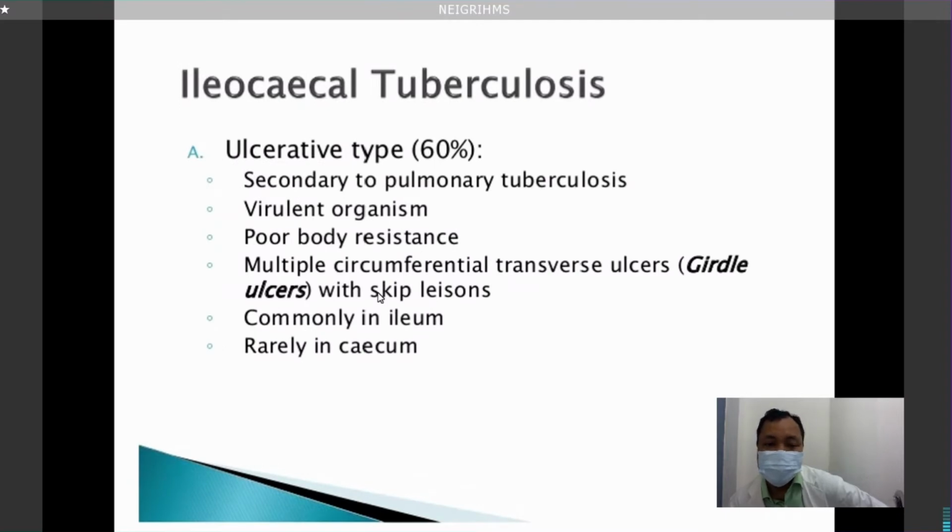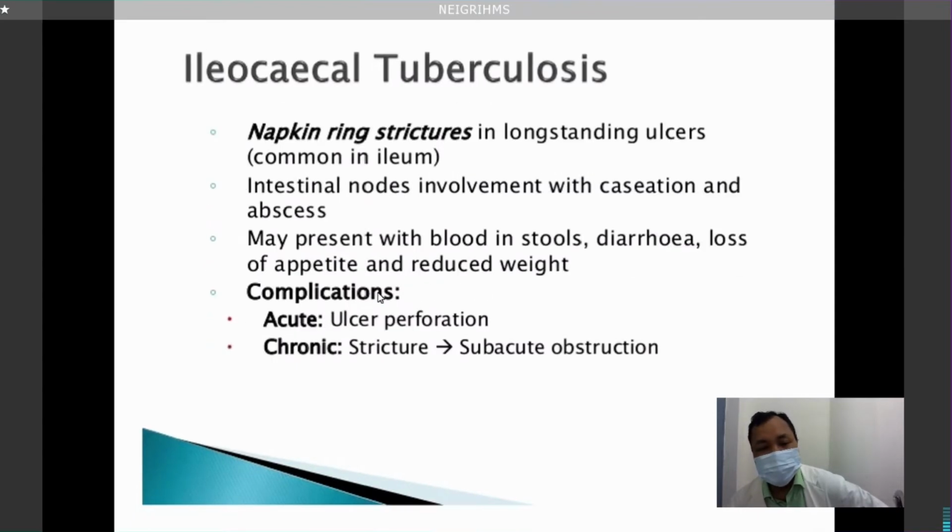Then there's the ulcerative type. This is usually secondary to pulmonary tuberculosis. The organism is more virulent, and the person also has less resistance. It is seen mostly in the ileum. The ulcers usually will be transverse in direction. There can sometimes be longitudinal ulcers, which are more commonly seen in the ileum, but the most common type of ulcer that you come across in tuberculosis is the transverse type.